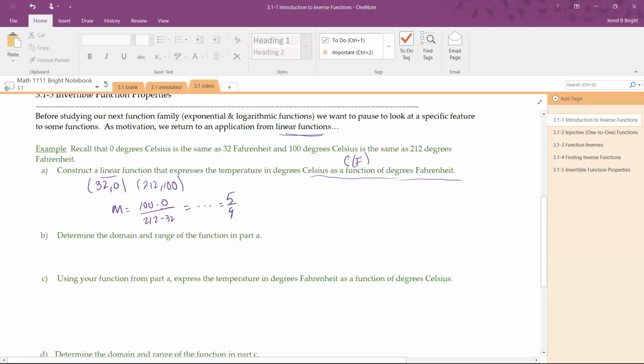Then in point-slope form, we have c minus 0 is equal to 5/9 of f minus 32, and really this is enough for us. You could distribute if you wanted, but formally I'm just going to wrap this up and say c of f is equal to 5/9 of f minus 32. And that's how you can convert from Fahrenheit to Celsius.